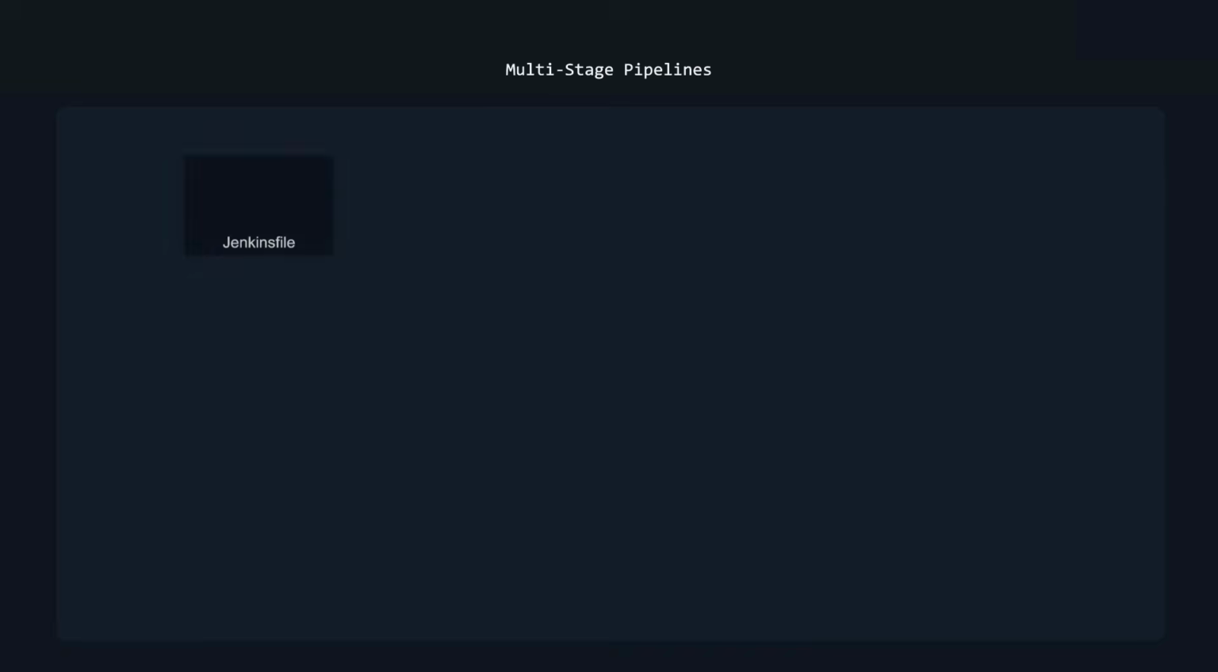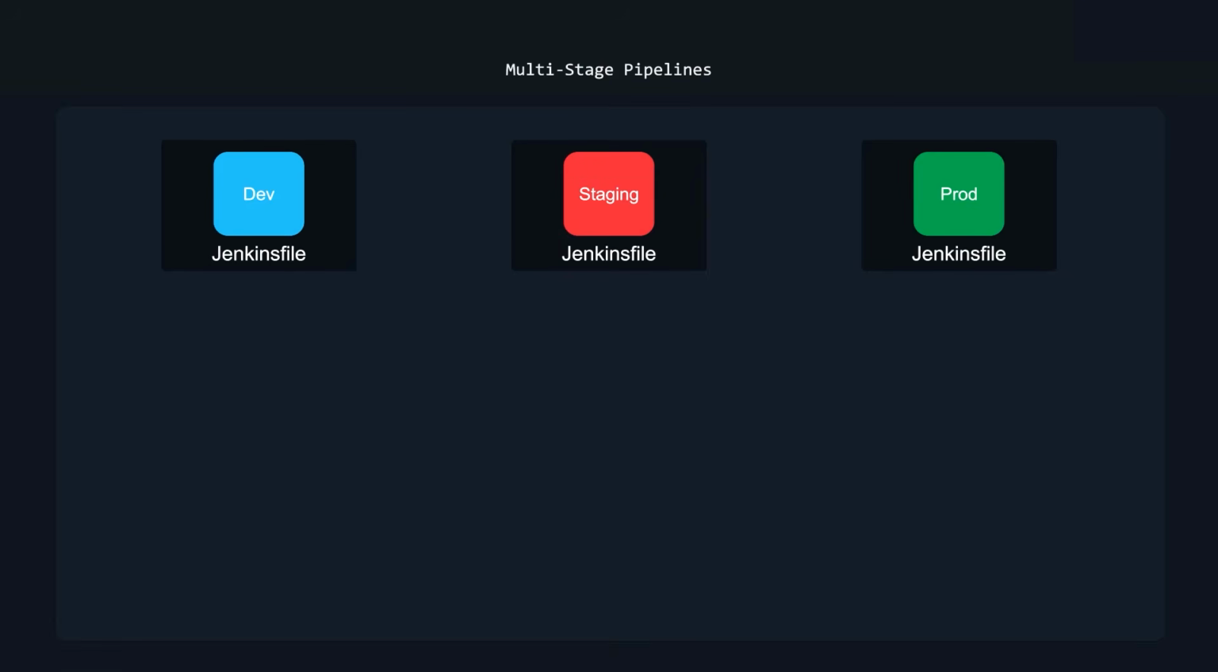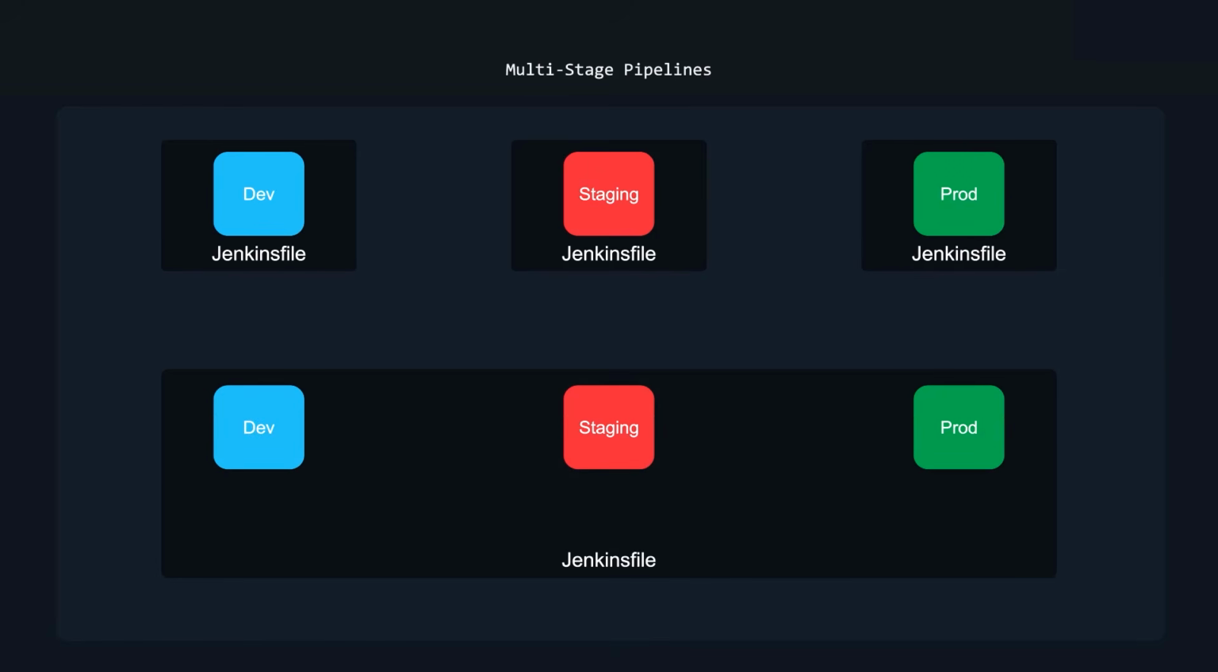Now, a quick note here on multi-stage pipelines. If you're not familiar with multi-stage pipelines, it's one Jenkins file, multiple stages. Again, those stages could be dev, staging, and prod. Now you could have a Jenkins file that just does one of these stages. For example, you might have a Jenkins file that just deploys to dev, or just deploys to staging, or just deploys to prod. Or you could have a multi-stage pipeline, which takes dev, staging, and prod and puts them into one Jenkins file, and then you deploy to all of those environments.